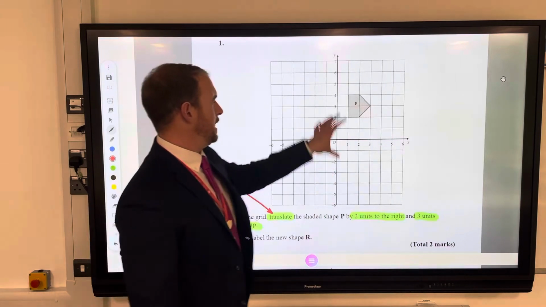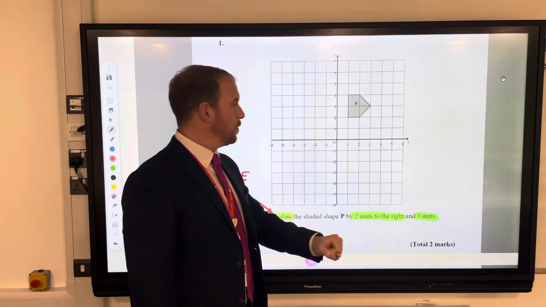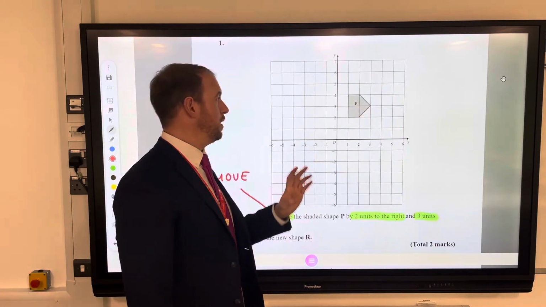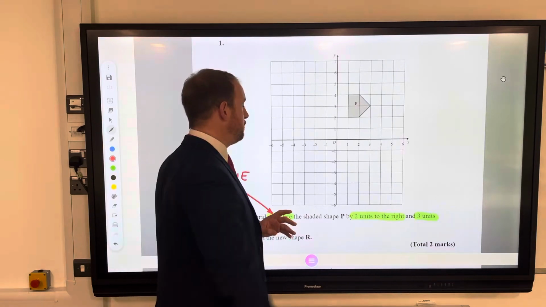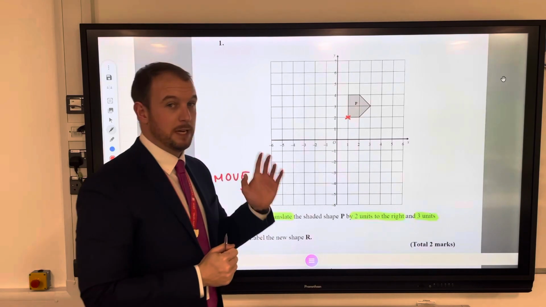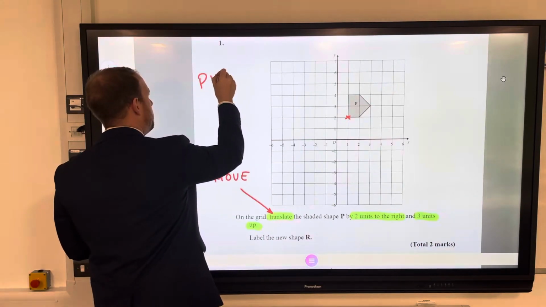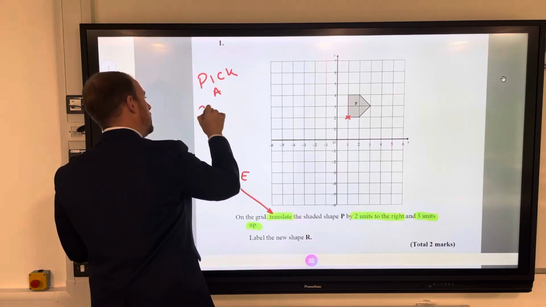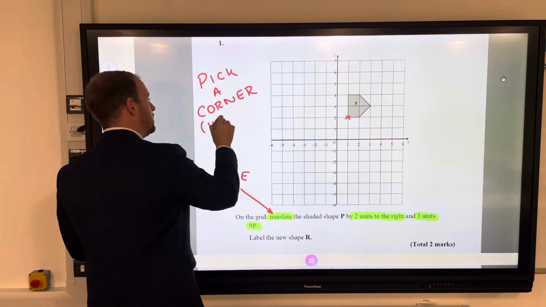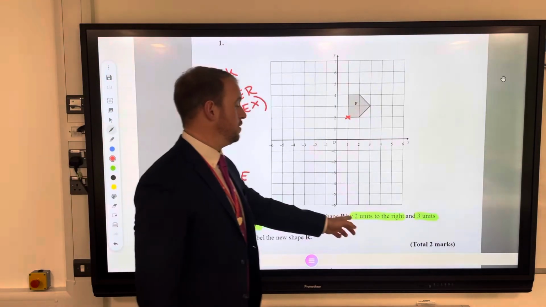So now if we were to pick this shape up and move it, the easiest way to work this out will be to pick a vertex, or a corner. Let's just pick one. It doesn't make a difference which one. I'm going to go for this bottom left-hand corner. Again, it doesn't make a difference which one we use. So pick a corner, it's called a vertex. And then we're going to follow these instructions.